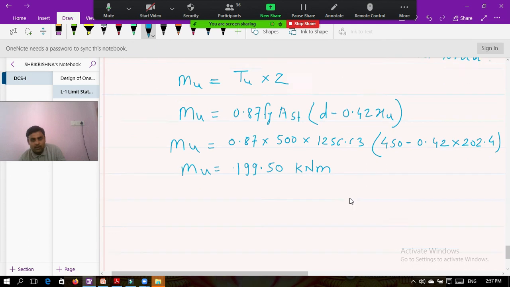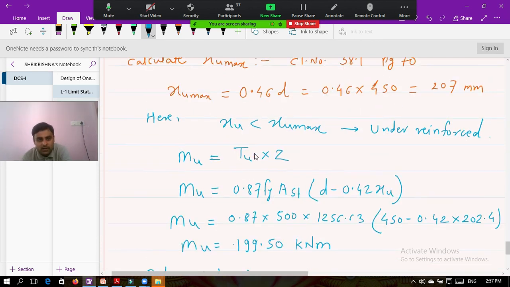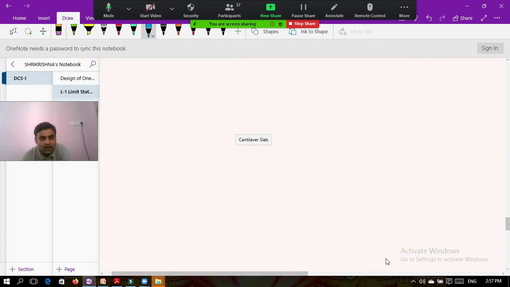Now after Mu, what will we do now? We want to calculate the safe load. आता ह्याच्या पुढे जाऊन एक तुम्हाला विचारलंय की what is the safe load or safe UDL. So we equate this Mu, but we know what we know for simply supported beam. What is the condition given in the problem? They have asked you.